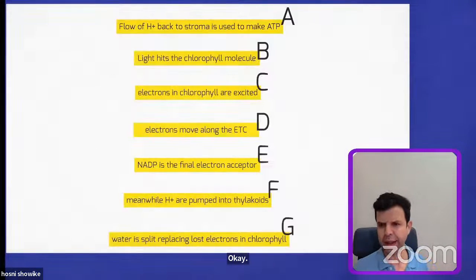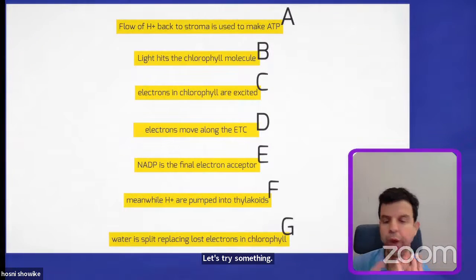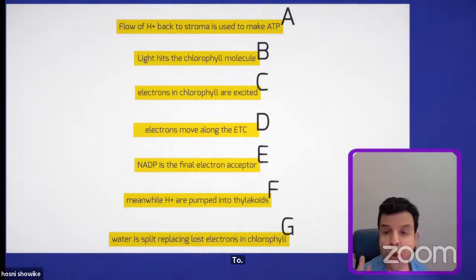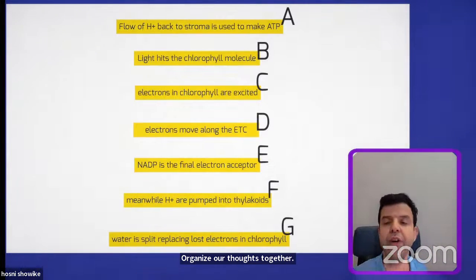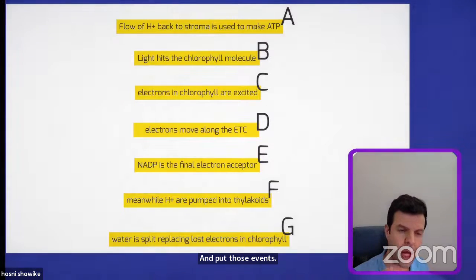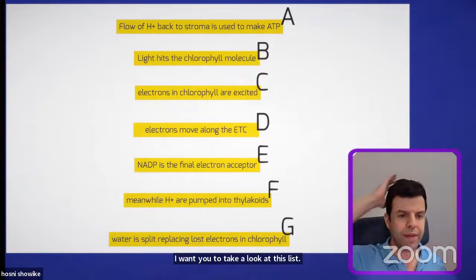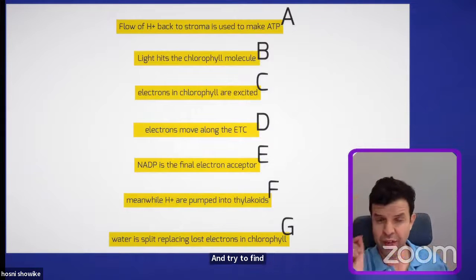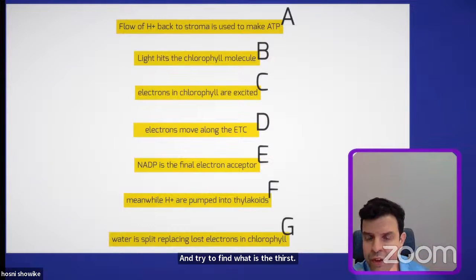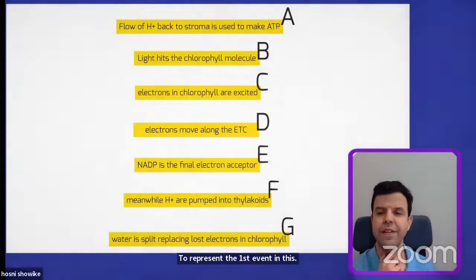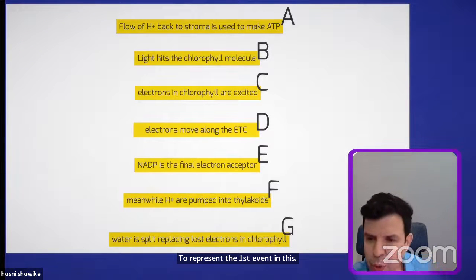Let's try something. Let's try to organize our thoughts together and put those events in their correct order. I want you to take a look at this list and try to find what is the first event. Can you send me one letter to represent the first event in this cycle? Think about it. Where did we start?